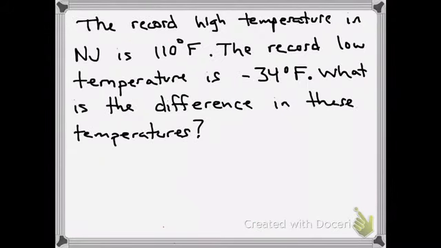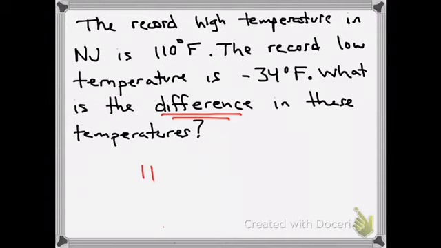Okay, we're going to look at a real-world application problem here when dealing with subtraction of integers. So let's read through it. It says the record high temperature in New Jersey is 110 degrees Fahrenheit. The record low temperature is negative 34 degrees. What is the difference in these temperatures? So obviously in this lesson we're going to subtract, but let's say that this was on a test and you have all these operations mixed in. It might be hard to figure out if you're actually going to add or subtract here. Well, the key word is difference. We talked about this when we talked about translating words into math. Difference has to be subtraction.